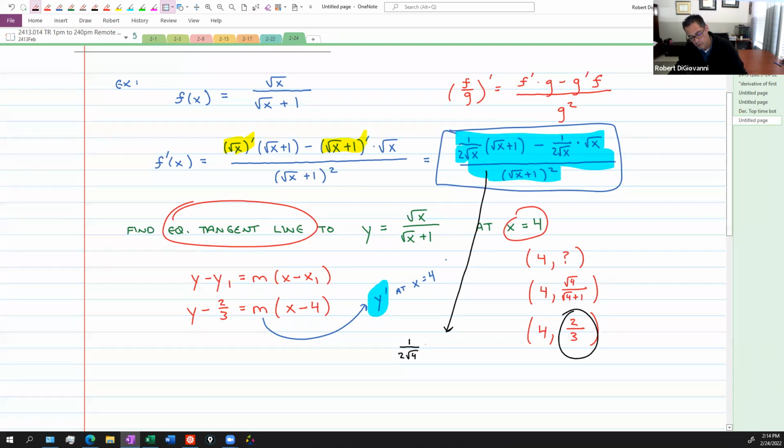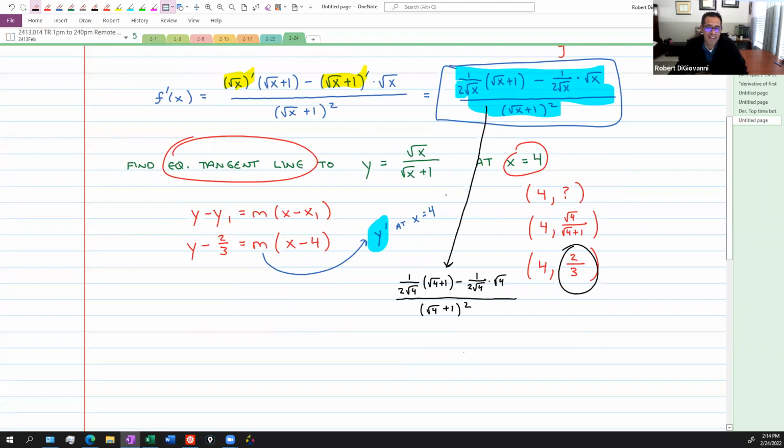1 over 2 root 4, times root 4 plus 1, minus 1 over 2 root 4 times root 4, all over square root of 4 plus 1, that quantity squared. Well, good thing I gave you 4, right? Square root of 4 is an easy number, right? So square root of 4 is 2. So I'm just going to rewrite this as 1 over, let's see, 2 times 2 is 4. So 1/4. And then square root of 4 is 2. 2 plus 1 is 3. Minus, okay, these root 4s just cancel. So that's just going to be minus 1/2. And then that whole thing is divided by 2 plus 1 is 3, but 3 squared is 9.